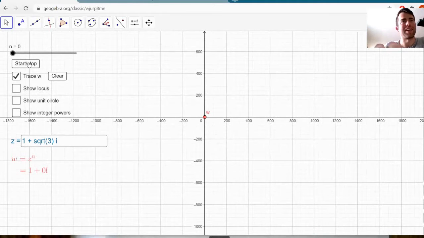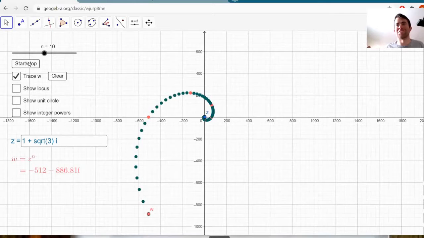Okay, let's play it and see if I can stop it on 10. It's coming. It's flashing at every integer power there. 8, 9, 10. Oh, that was so good. So z to the power 10, negative 512, and what is 512 times root 3? 512 times the square root of 3 is exactly that. Beautiful. I'm well happy with that.